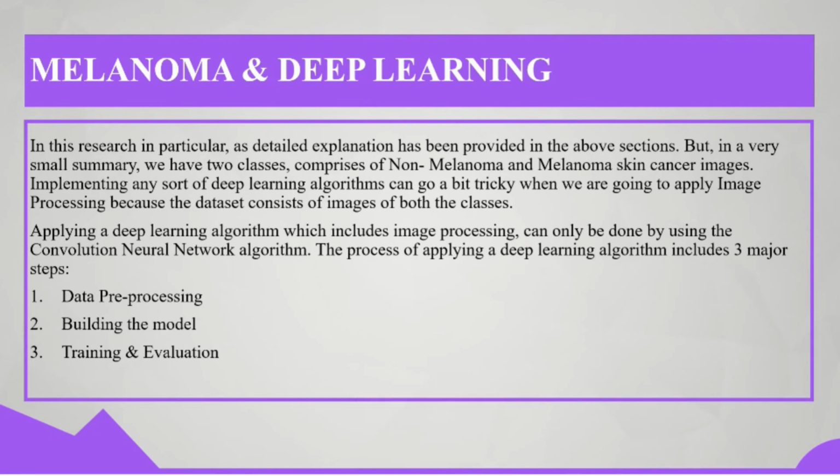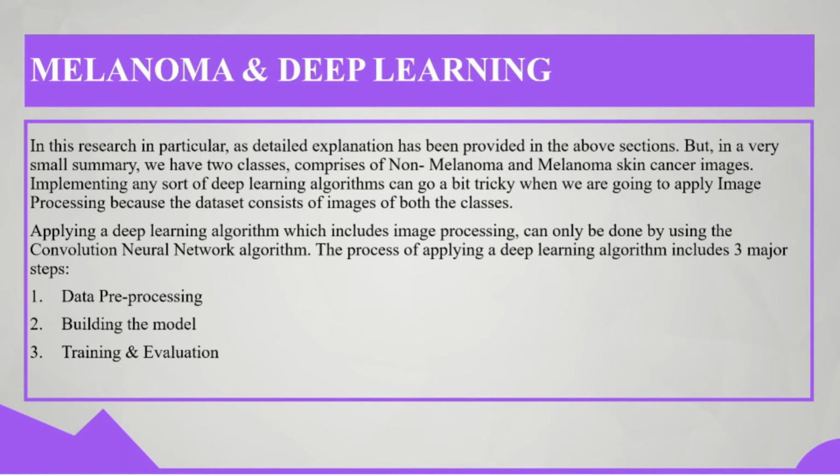Okay, so first I will talk about the dataset which we have gathered from Kaggle. It consists of two classes, namely melanoma and non-melanoma. We have used a deep learning algorithm called convolutional neural network, in short CNN. This algorithm is used for image classification and it is the most effective algorithm for image classification.